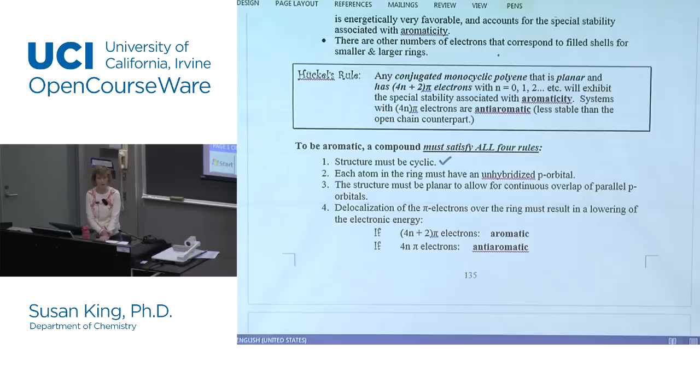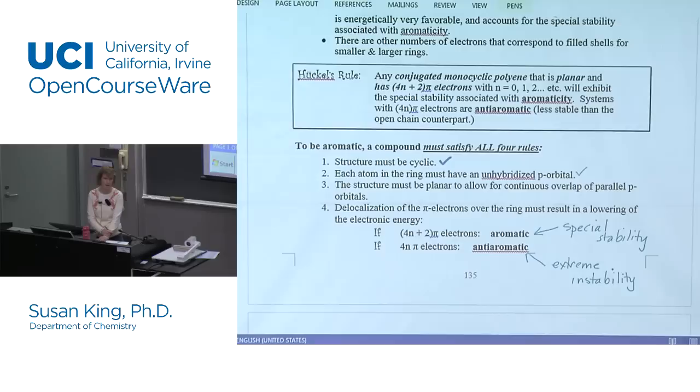The structure must be planar to allow for continuous overlap of parallel p orbitals. That's the tricky part sometimes with some of these rings. And delocalization of the pi electrons over the ring must result in lowering of electron energy. So if you have 4n plus 2 pi electrons, it's aromatic and we have special stability, over and above anything we could have for a normal compound. If we have something that's anti-aromatic, it would have 4n pi electrons, and that would be extreme instability. Okay, so those are the two things, and then everything else is neither aromatic nor anti-aromatic, just has normal stability.